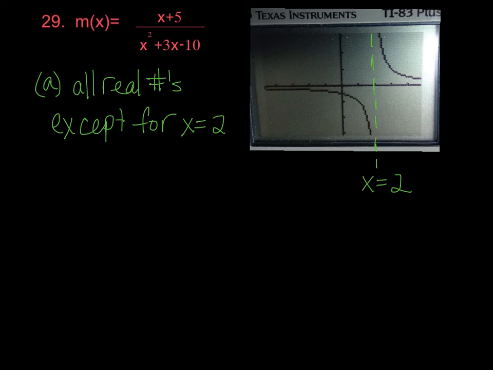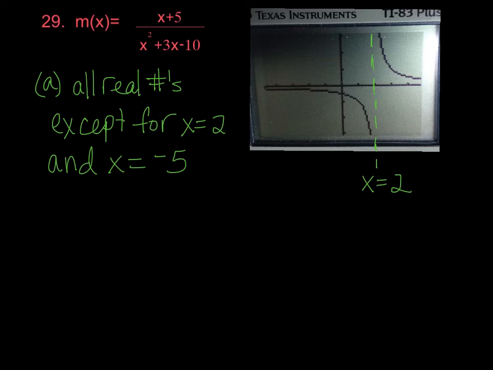Now, there's another issue going on here. In addition to the fact that you can see there's a vertical asymptote at x equals 2, the other thing I said before is if you go to your table, you will see that there's an error at x equals 2. However, arrow up or down a little bit, and you're going to see that there's also an error at x equals -5. So I'm going to add that into my domain. So the domain will be all real numbers except for x equals 2 and x equals -5. Okay, so that's one way you can do it.